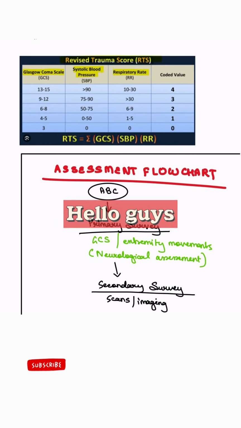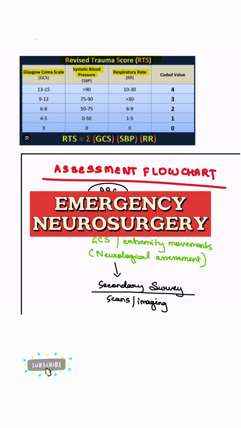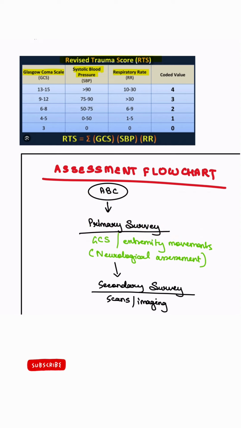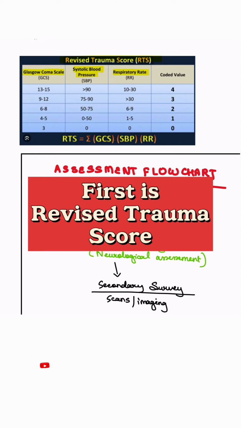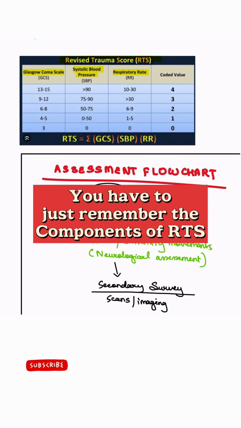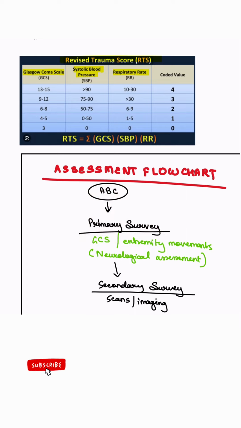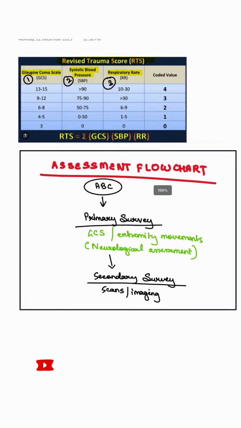Hello guys, today we are here to have a revision on emergency neurosurgery. First is the revised trauma score. Revised trauma score is asked many times in MCQ in NEET PG and NEET SS. You have to just remember the components of the revised trauma score. That is, number 1 is the Glasgow Coma Scale, GCS, number 2 is the systolic blood pressure, number 3 is the respiratory rate. These are the three components of the revised trauma score.